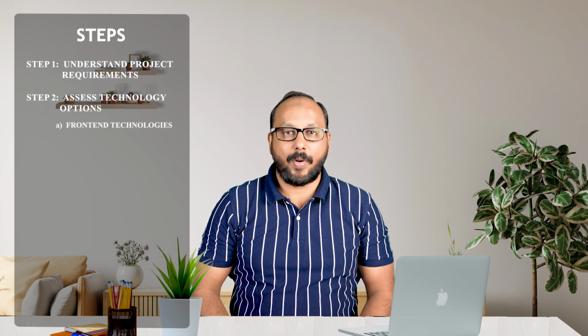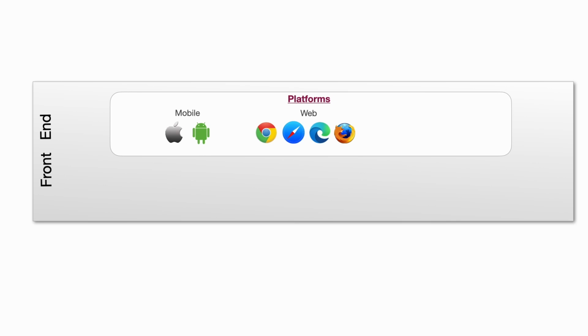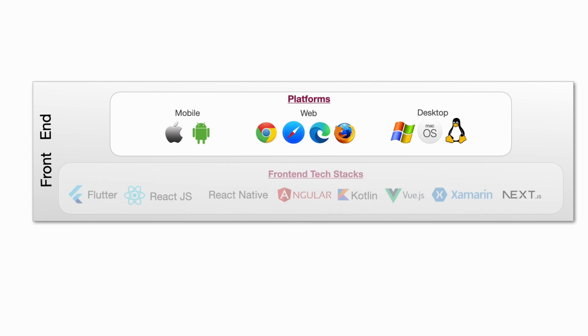Let's look at the front-end technologies first. For the front-end, one of the first things you need to decide is on what platforms you are intending to launch the app. Are you launching on both Android and iOS mobile platforms? Or is it only going to be on the web? Or do you need a desktop version of the app as well? If you are mainly targeting mobile platforms, then cross-platform front-end frameworks like React Native, Flutter, or Xamarin are good choices.